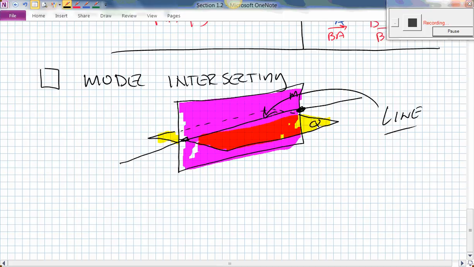You're going to get really good at drawings over the course of the year. All right.